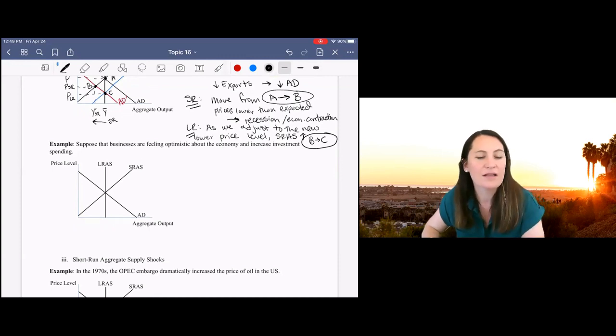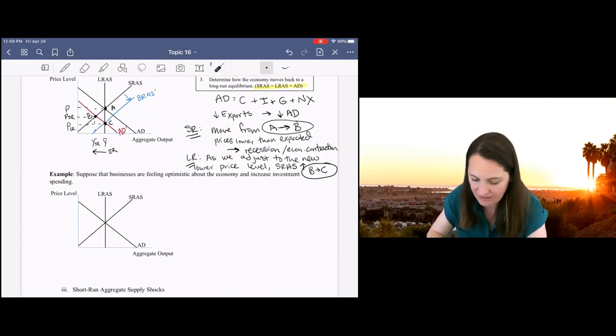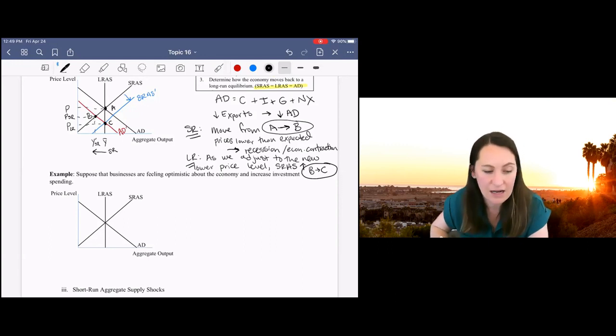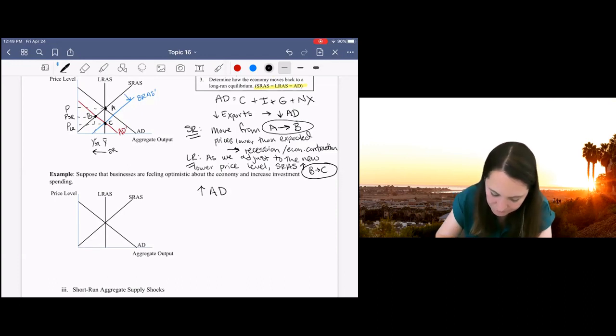All right, so the next example is, suppose that businesses are feeling optimistic about the economy and they increase investment spending, okay? Which part of aggregate demand is this? Of course, it's investment, I. We have an increase in investment spending due to confidence in the economy. That's going to lead to an increase in aggregate demand. So the first step here is to shift out aggregate demand.